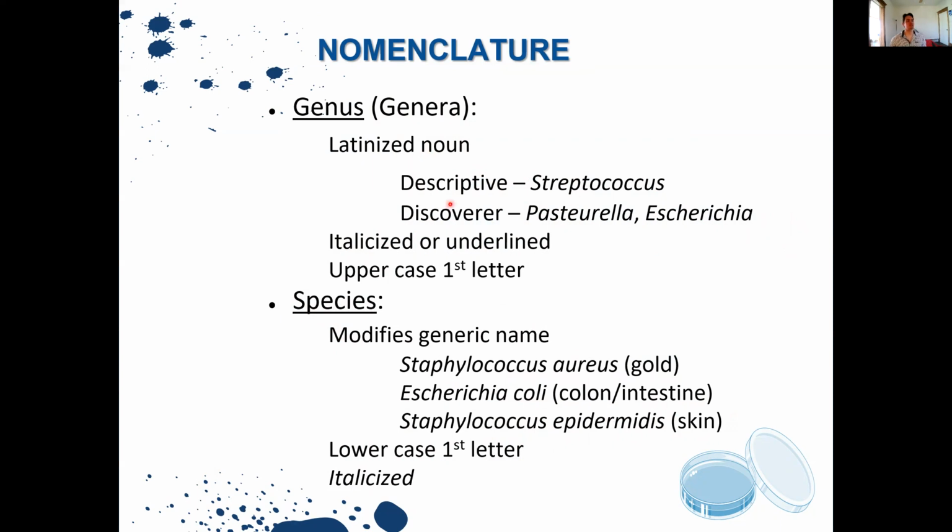The genus typically is either descriptive or it's named after its discoverer. And it's either italicized or underlined, but it has an uppercase first letter, as you can see here, Staphylococcus. And the species name has a lower case first letter. You can see that over there. And it's also italicized. And this essentially just modifies the generic name, provides you with more detail, if you will.